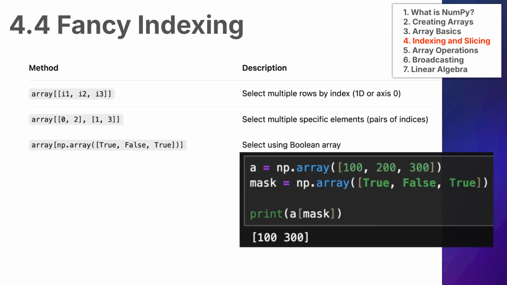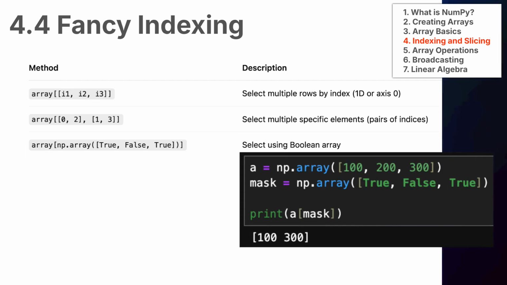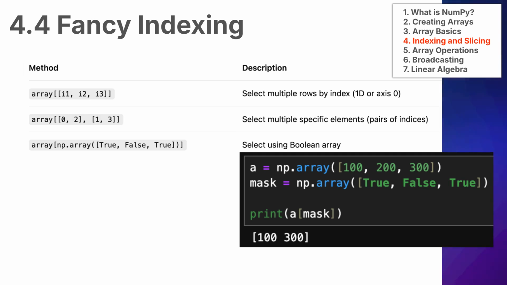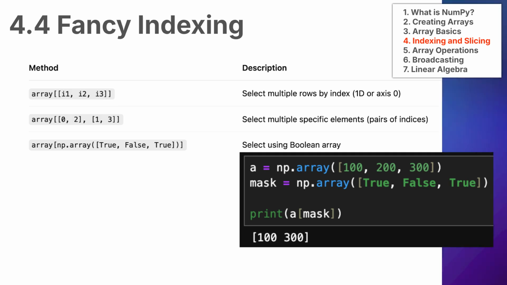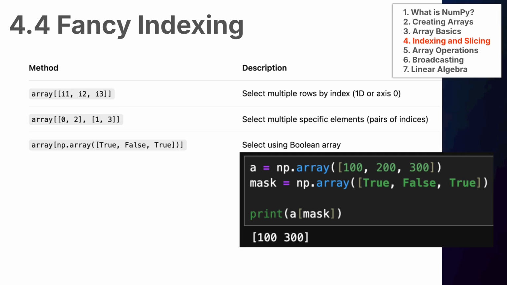Next, select using a Boolean array, also called a mask. This example means only elements where the mask is true are selected. This is very similar to Boolean indexing, but it lets you manually control which positions you want, not based on a condition, but based on a custom true or false pattern. Fancy indexing can be used when applying masks from machine learning, image processing, or stats.